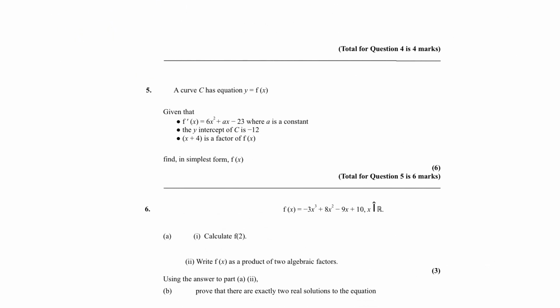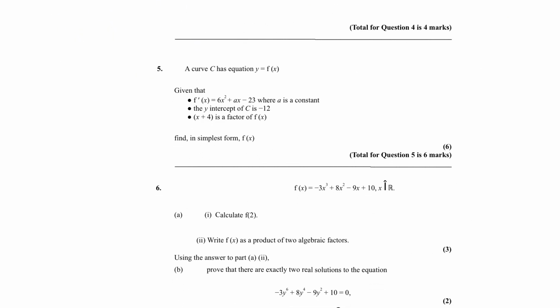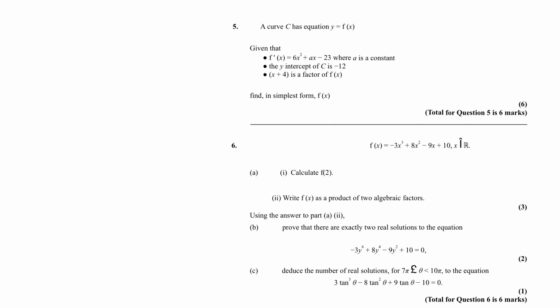Right, then moving on to question 5. Question 5 says a curve has an equation y equals f of x, and given that f dash x, which is basically dy by dx, is 6x squared plus ax minus 23, and that the y-intercept is minus 12, and it's told us that x plus 4 is a factor of f of x, it wants us to find in the simplest form the actual equation of f of x.